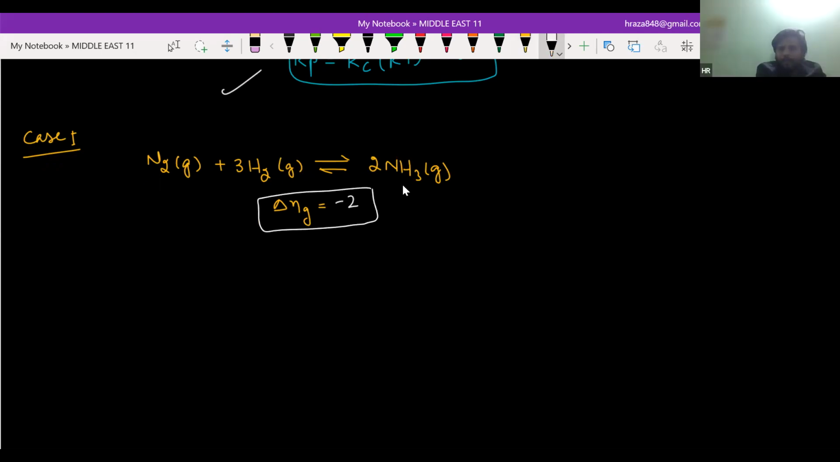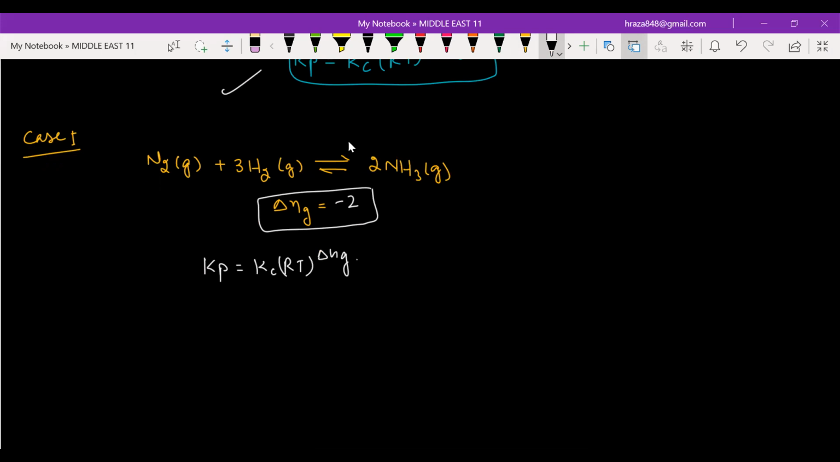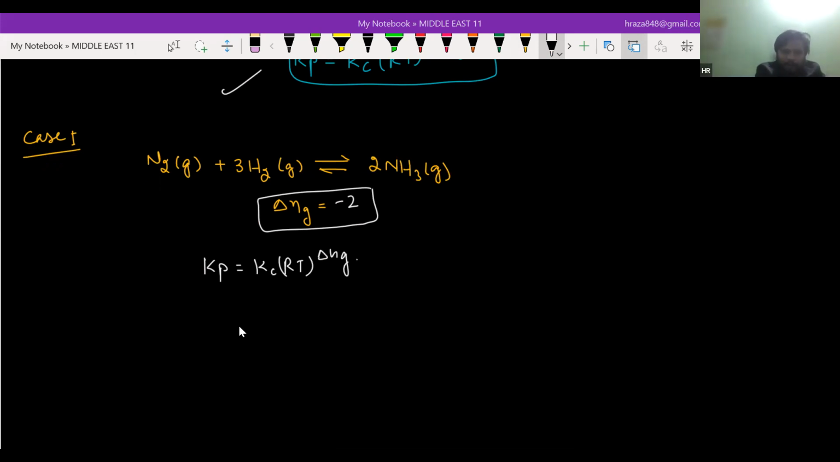Now, as we know that there is a relation that is Kp is equal to Kc RT raised to the power delta Ng. So Kp equals Kc, and here it is RT raised to the power -2. And we can also write Kp is equal to Kc upon RT raised to the power 2.